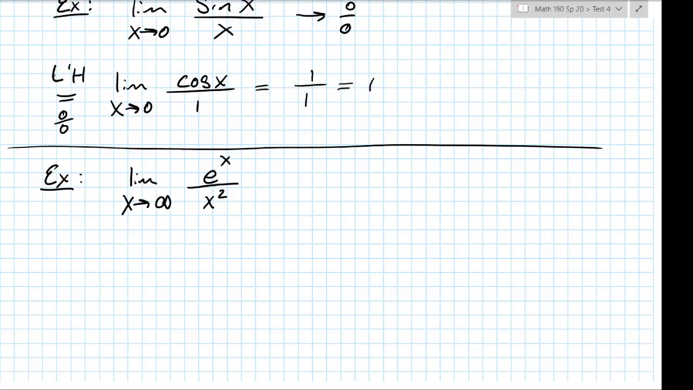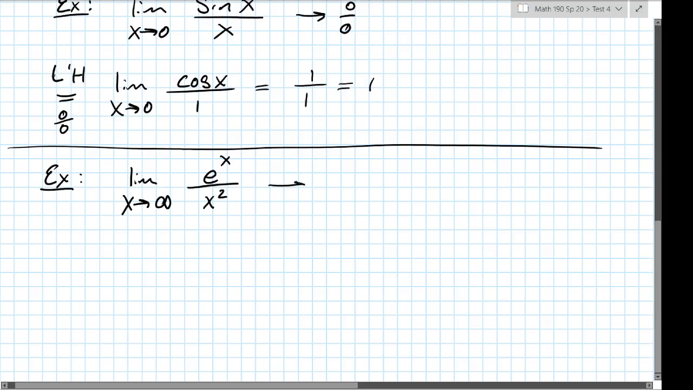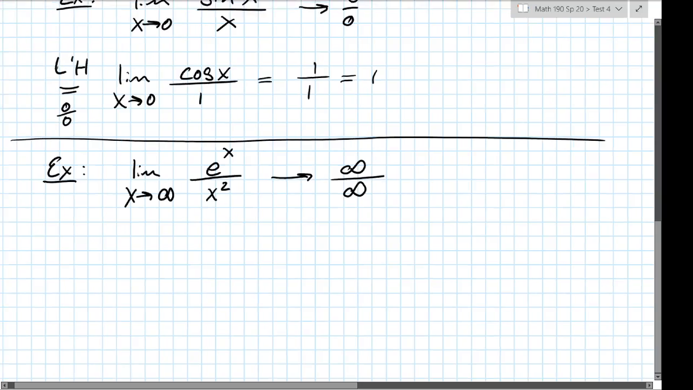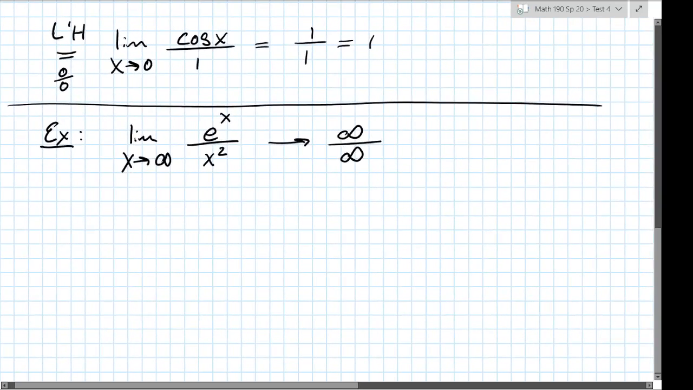Let's try another example. In this problem, the direct substitution of this limit gives e to the infinity, which is infinity, divided by infinity squared, which is also infinity, and we see that we have an indeterminate fraction of infinity over infinity, meaning we can use L'Hopital's rule. Taking the derivative of the top function, we get e to the x. Taking the derivative of the bottom function, we get 2x using power rule.